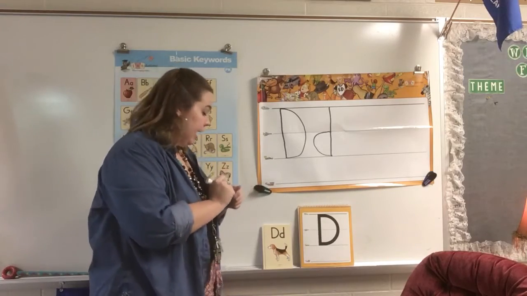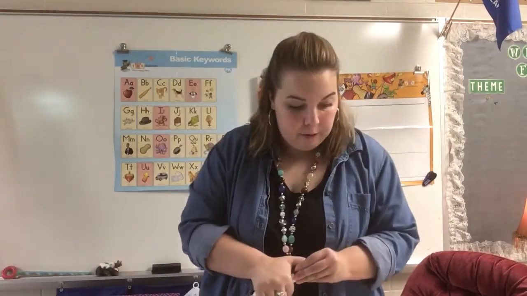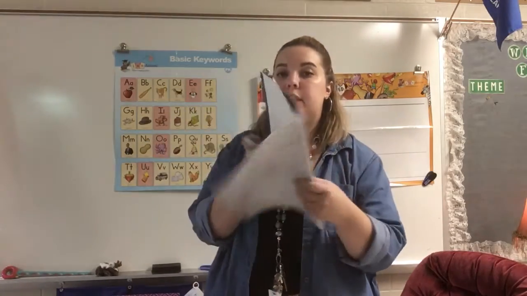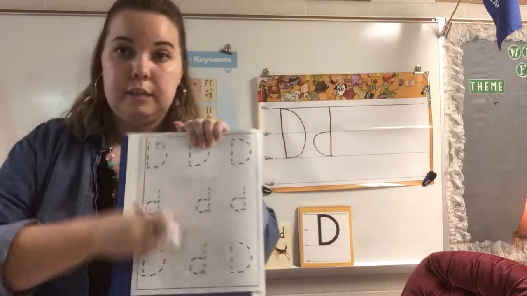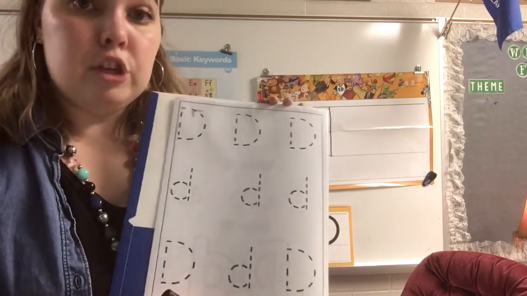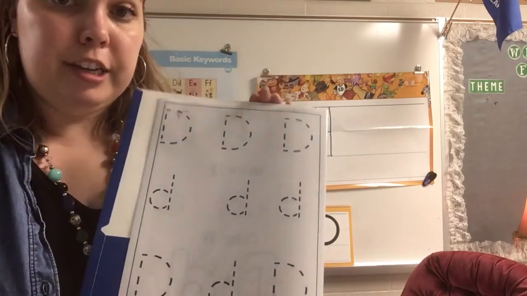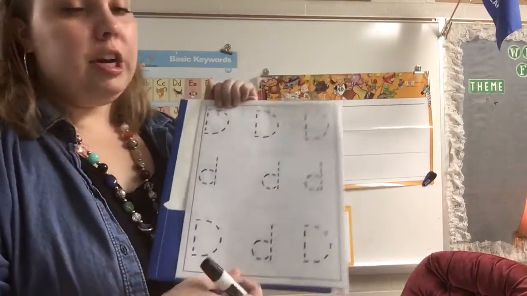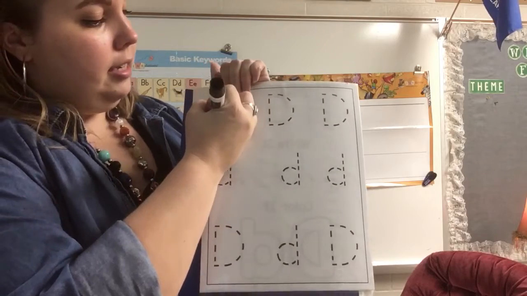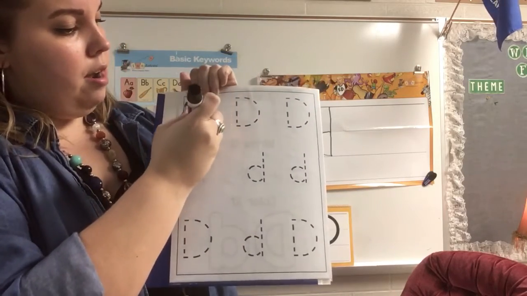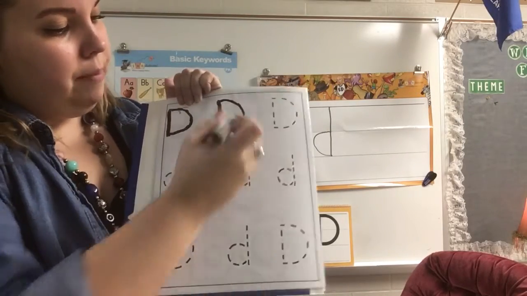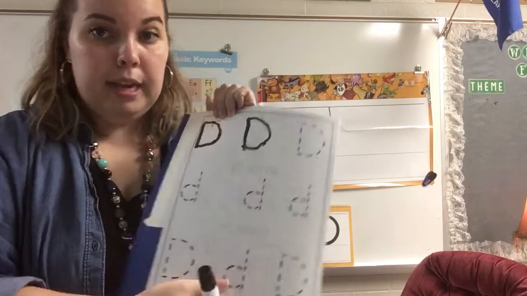Awesome job, guys. I want you to get your folders out. Your D should be behind your C. So go to the page with the D's. If your D's are not behind your C's, go find your grown-up and ask them to put your D's behind your C's so you can do this, okay? You're going to use your dry erase marker, and you're going to trace. Line down, pick it up, curve around, and stop. Remember, you can make them in the empty space.